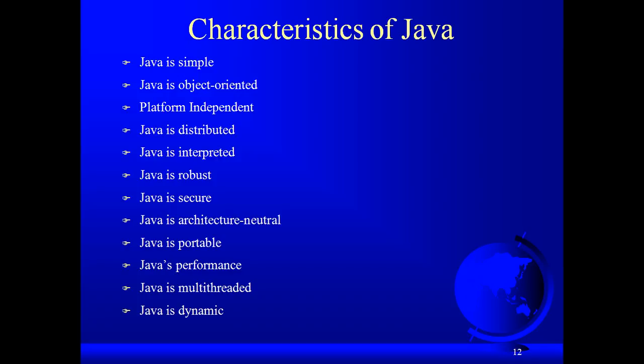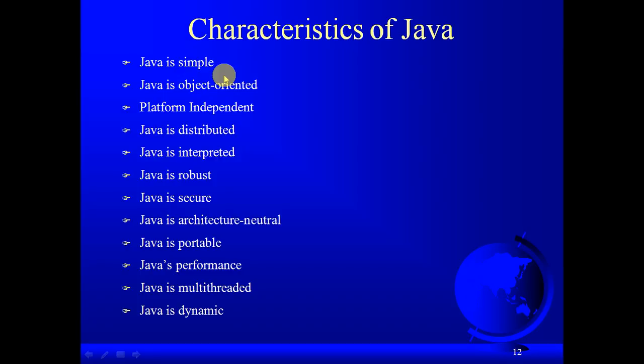But among all these features, which feature made Java popular? On what basis did Java become more popular? First of all, why is Java simple? When compared with the C language, there is no pointer concept, so there is no need to get confused. It is very simple to understand, and readily available packages will be there.